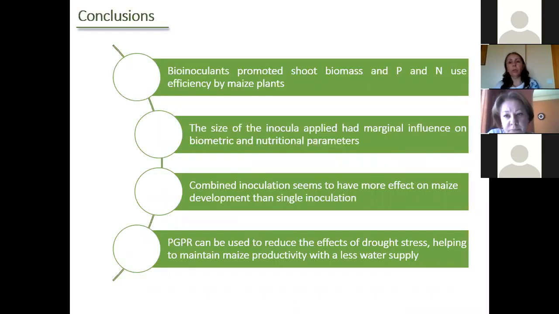So in terms of conclusions, we can say that bioinoculants promote shoot biomass and nitrogen and phosphorus use efficiency by maize plants. The size of the inoculum had marginal influence on biometrical and nutritional parameters. However, the combination of strains seems to have more effect on maize development than the single inoculation. And you can say that PGPR can be used to reduce the effects of drought stress, especially in species with high water demand, which is the case of maize, in order to maintain its productivity with a lower water supply.